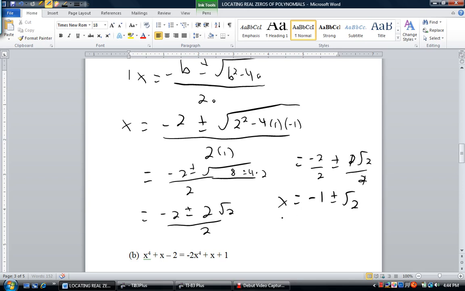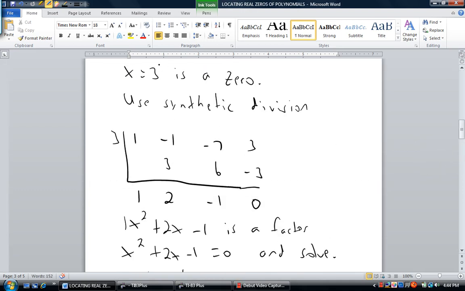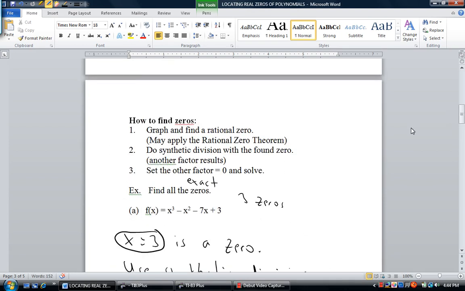So what that means is that we have x equals -1 minus square root of 2, and x equals -1 plus square root of 2. So we have our 3 answers. This is one of them. This is the second one. And x equals 3 was the third one. And we knew we were looking for 3 because of the x cubed.